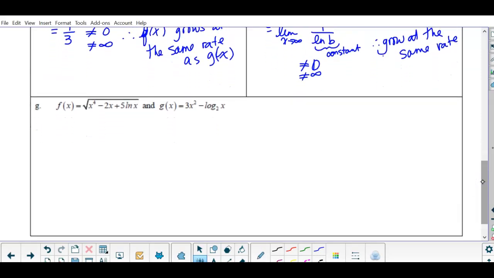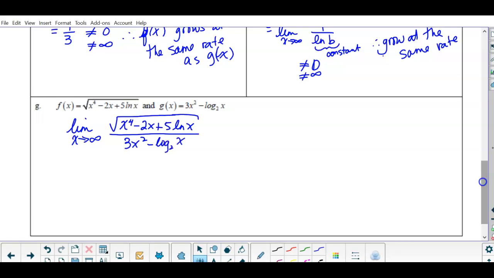Okay. All right, next one. So definitely more complicated. You're not going to be able to simplify right away, so I'll put the radical and more complicated up top. 3x squared minus log base 2 of x in the denominator. Okay, so this is going to end up going to infinity.